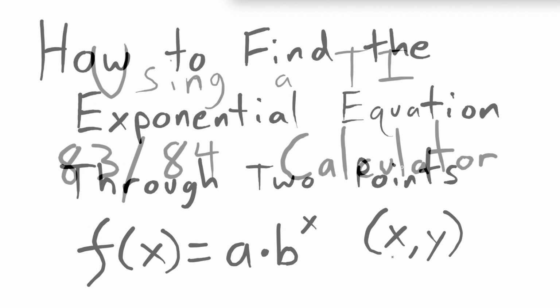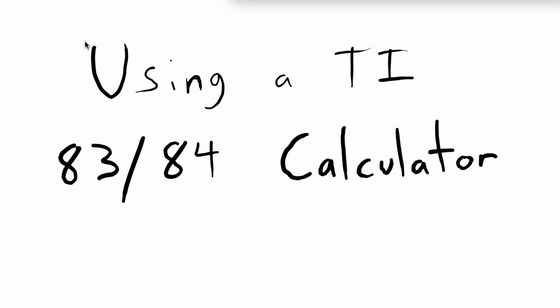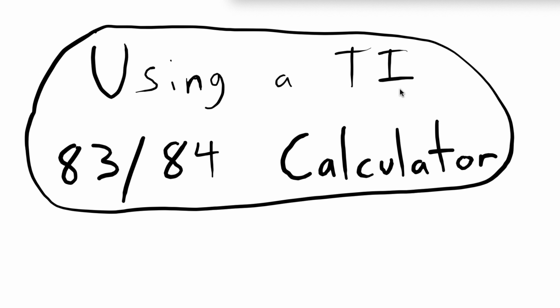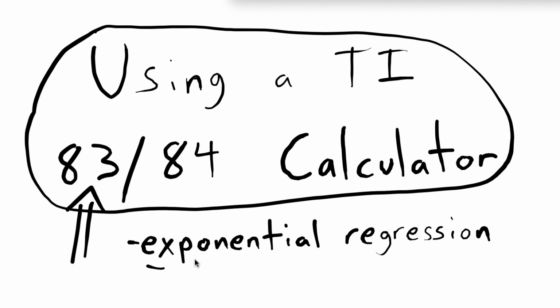So let's get started. You can do this algebraically, but we are going to be doing it with a Texas Instruments TI-83 or 84 calculator. This same process might work in other models as well, but the one I'm going to show you uses a TI-83 specifically, and the name of this procedure is exponential regression. Regression is the idea of fitting an equation through some given data.